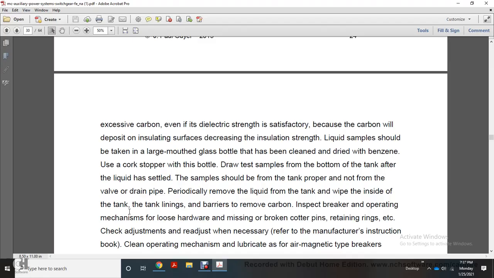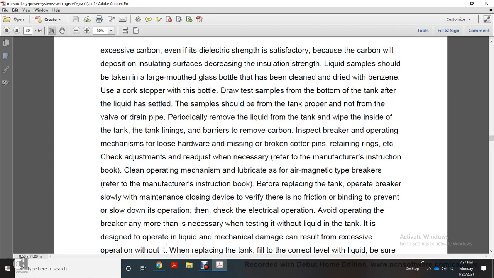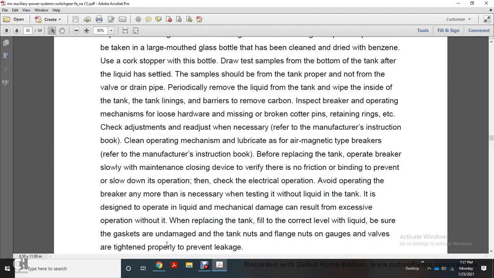Inspect the breaker operating mechanism for loose hardware and missing or broken cotter pins and retaining rings, and check adjustment, readjusting when necessary per the manufacturer's instruction book. Clean the operating mechanism, then lubricate. Air magnetic type breakers: refer to the manufacturer's instruction book before replacing the tank and operating the breaker.